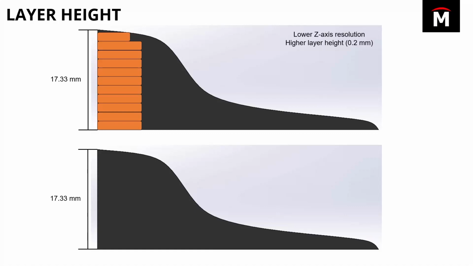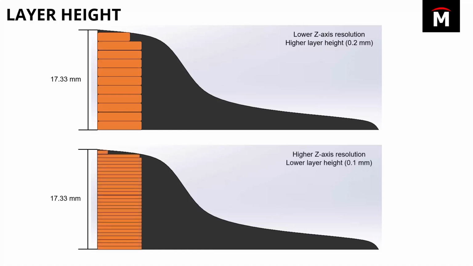Now, if we were to take that same part and dumb down that layer height to 0.1, what you're going to find is we're going to get much closer to that height. So an easy way to think about this is just simply dividing that height by your layer height. What we can see is that by printing it at 0.1 millimeter layer heights, we're getting much closer to an evenly divisible value.